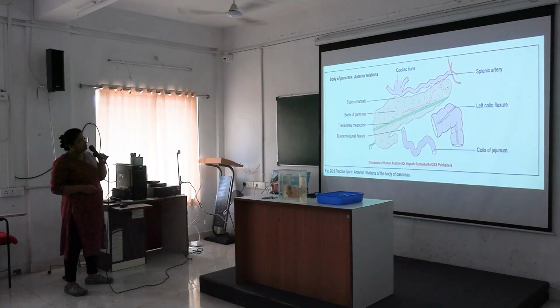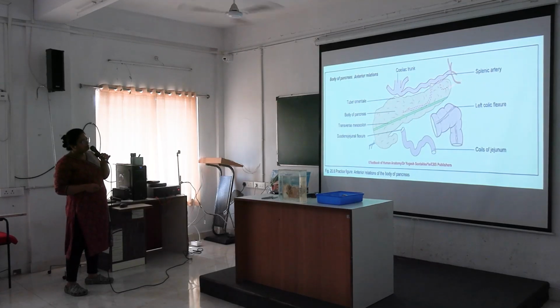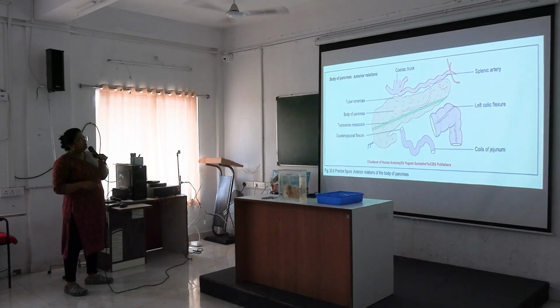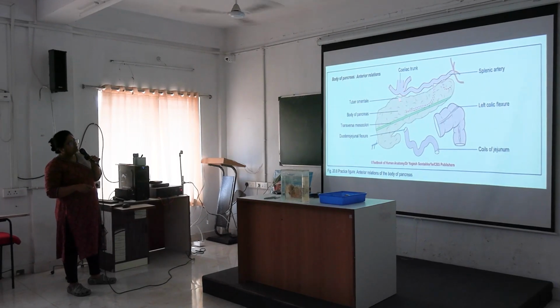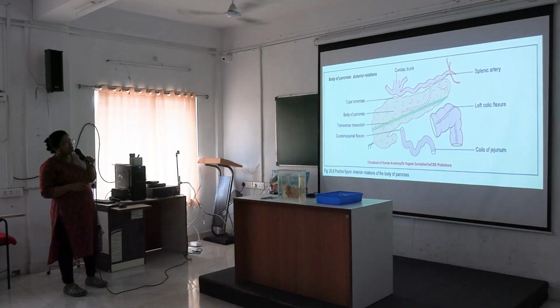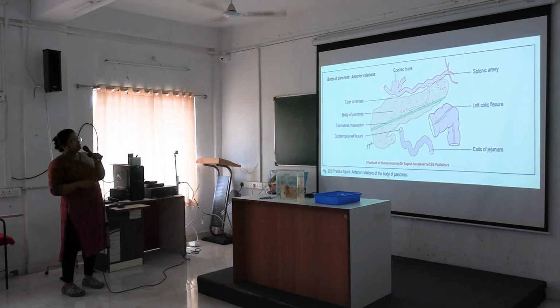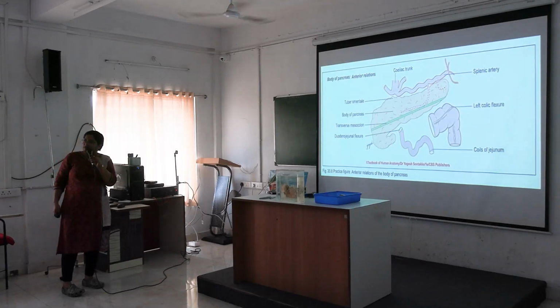See here, this is the attachment of the transverse mesocolon along the anterior border. Below it lie the coils of jejunum, transverse colon, and the left colic flexure, and above it lies this. Here is the tuber omentale, near which is related the celiac trunk. To the right of it lies the hepatic artery. To the left of it lies the splenic artery.